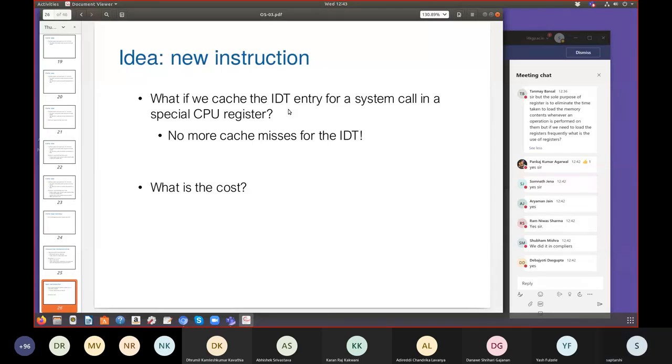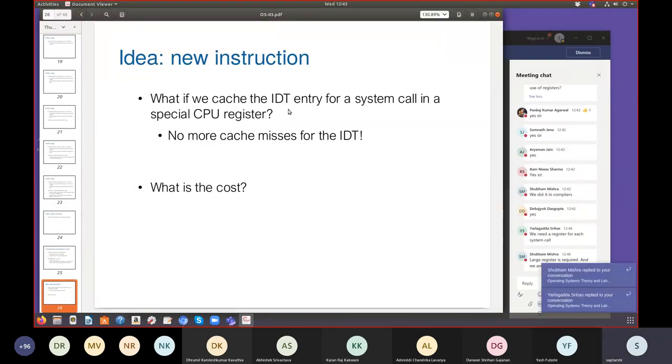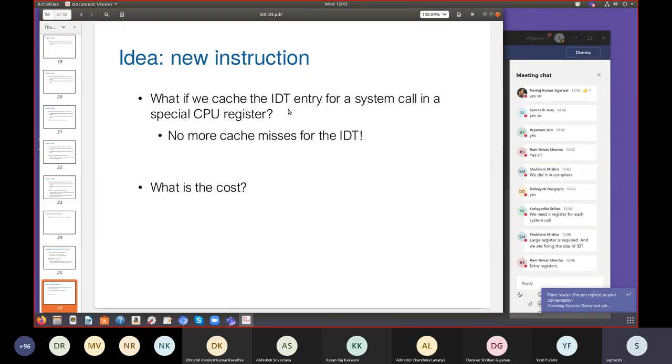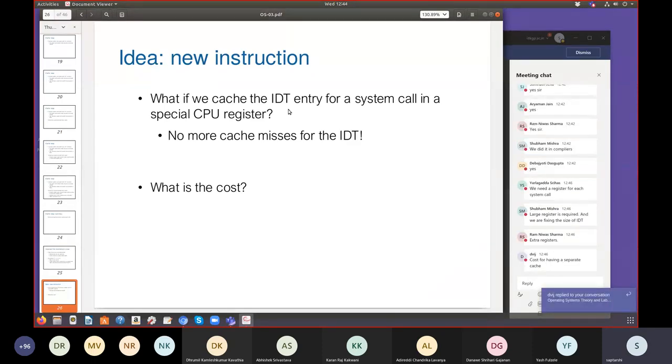Can you say what the cost is? This should be intuitive. Exactly, we need a register for each system call, so a large number of registers is required. Fixing the size of the IDT is not a major problem, because the set of system calls given by a processor is usually fixed. After manufacturing a processor, you cannot suddenly increase the number of interrupts. So that's not a problem. The main cost is that a large number of registers are needed to store the IDT entries.